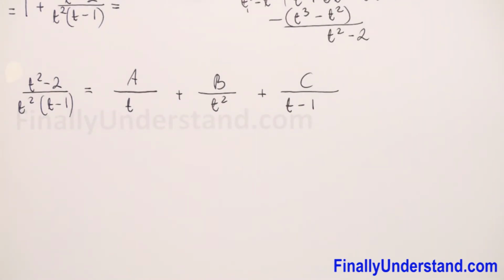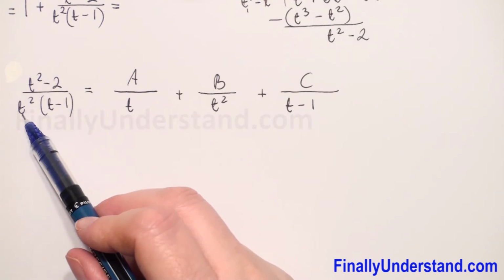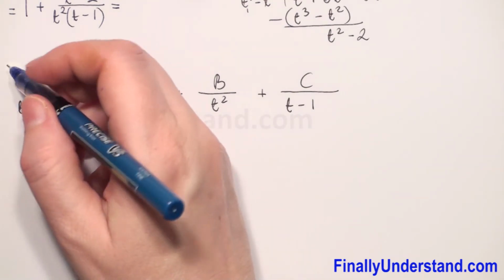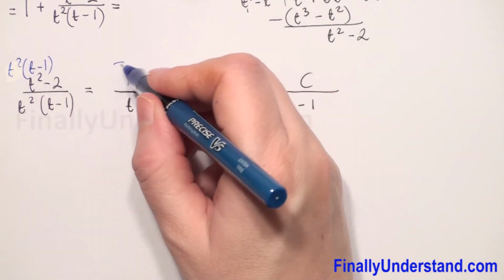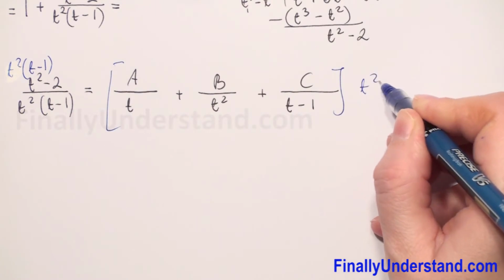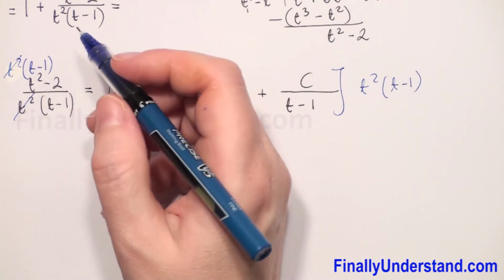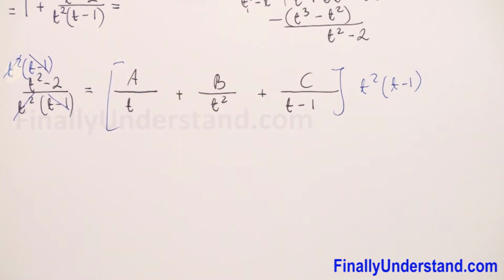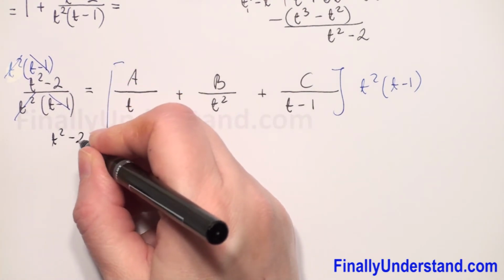How do we do this? We have to get rid of the denominators first. So we need to multiply both sides of our equation by the lowest common denominator. The lowest common denominator is always the denominator of the original fraction, so it will be t squared times t minus 1. We multiply both sides of our equation by t squared times t minus 1. So t squared with t squared will cancel out, and t minus 1 with t minus 1, and we will have only t squared minus 2 on the left side.